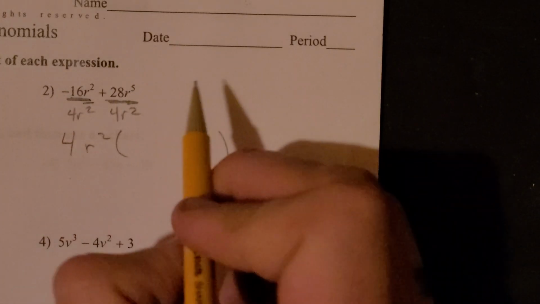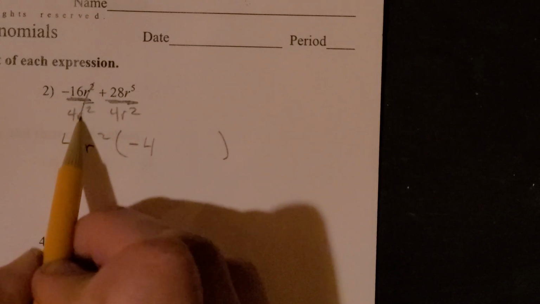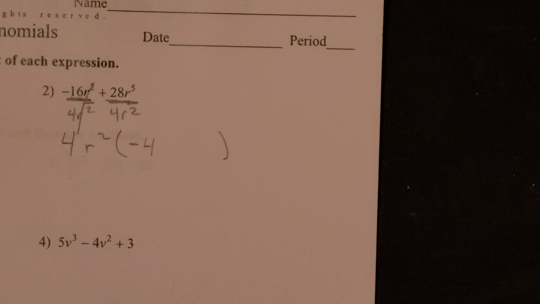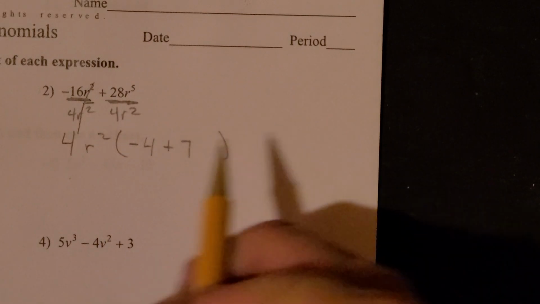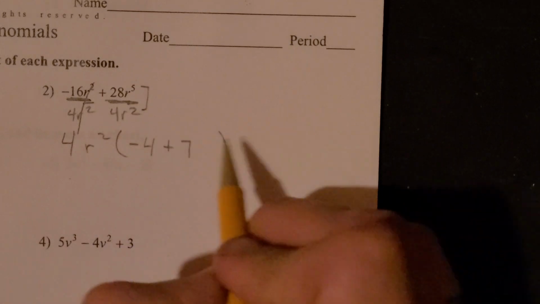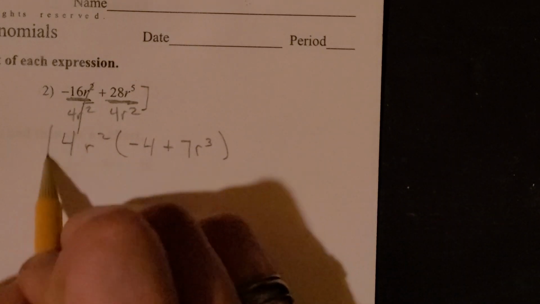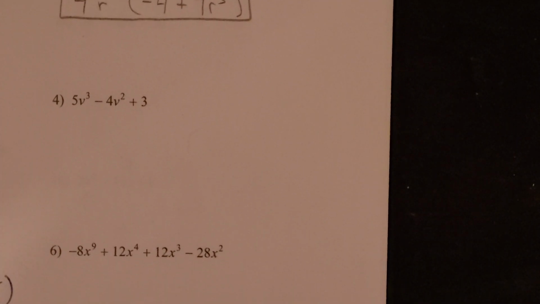Negative 16 divided by 4 is negative 4. 2 r's up top, 2 r's on bottom cancel out. 28 divided by 4 is 7. And then r to the 5th divided by r squared. Remember, you take these two things and you subtract them. You get r to the 3rd. So here's your answer. Hope you got that. Again, this one was just pulling out GCF.